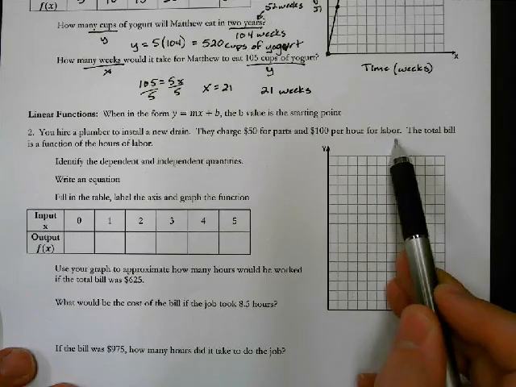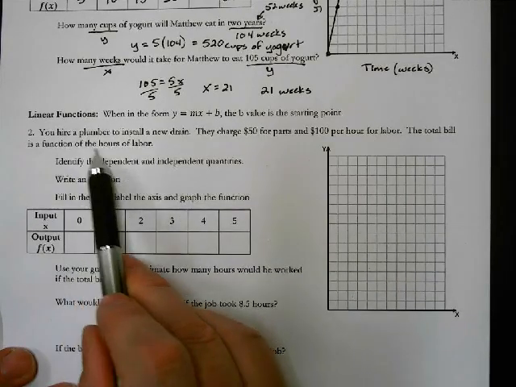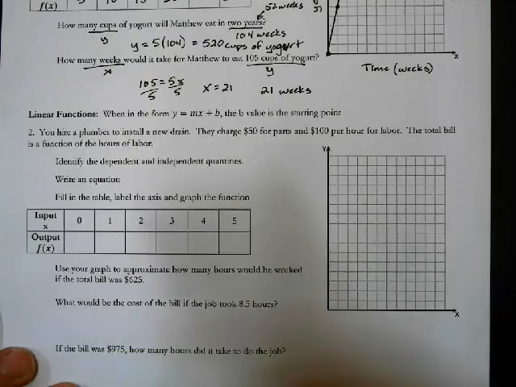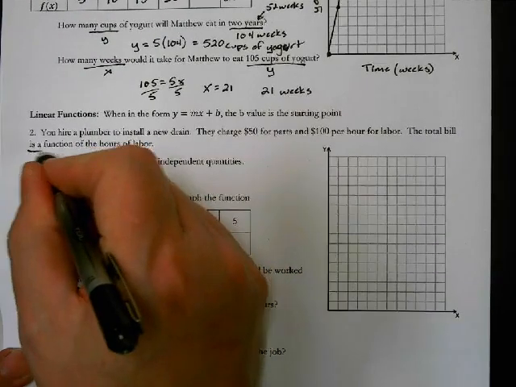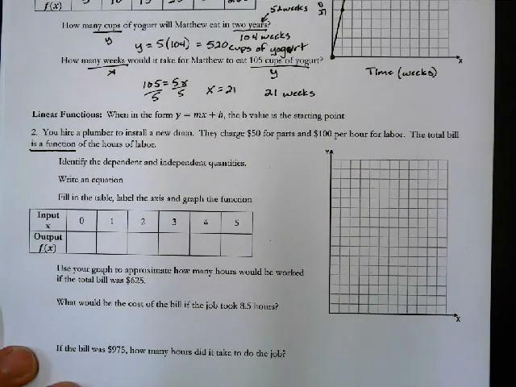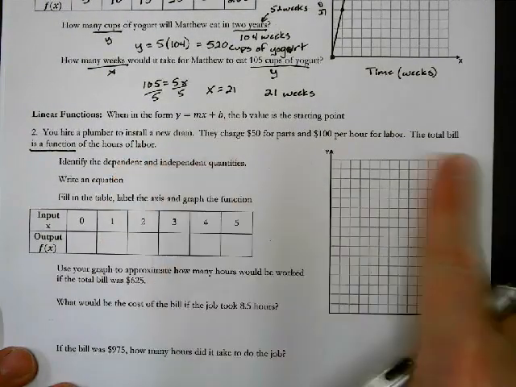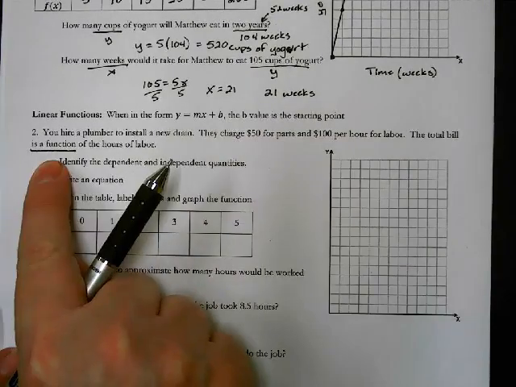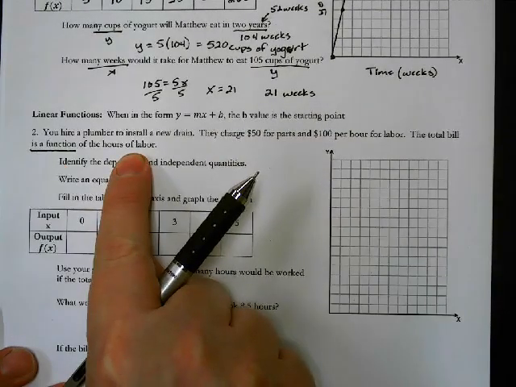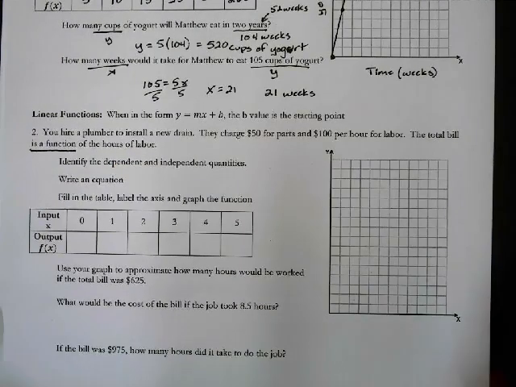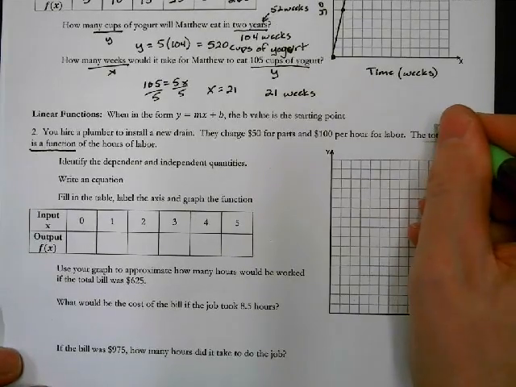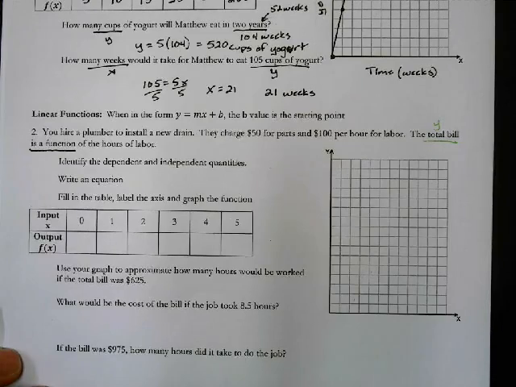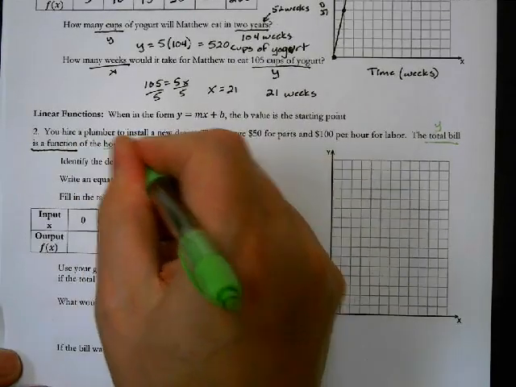The total bill is a function of the hours of labor. So total bill being a function of hours of labor, that is saying something. A function means it depends on how many hours of labor. So the bill depends on how many hours he ends up working. So that's indicating to me that this is the dependent quantity. That's my y variable there. And my hours of labor, that would be my x.